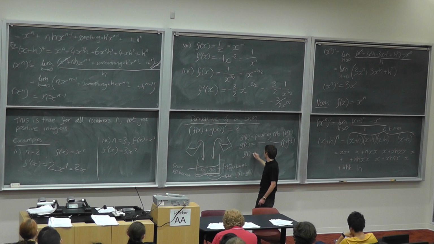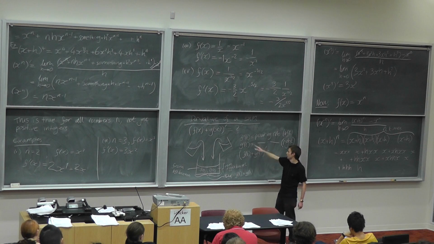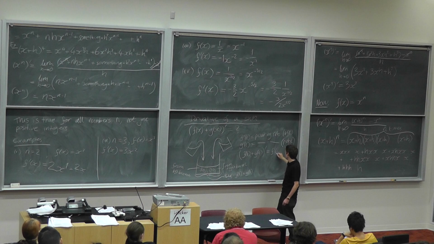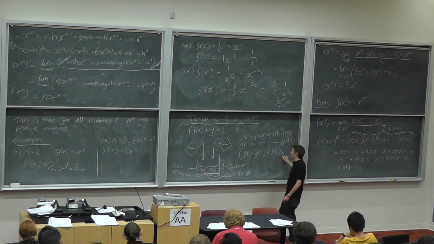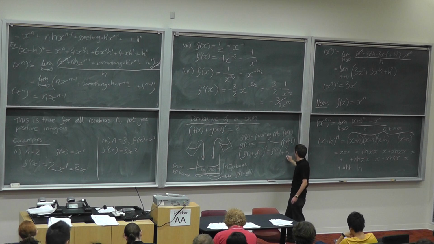So the derivative of f of t plus g of t is the rate at which we pour from the left, that's f prime of t, plus the rate at which we pour from the right, which is g prime of t.